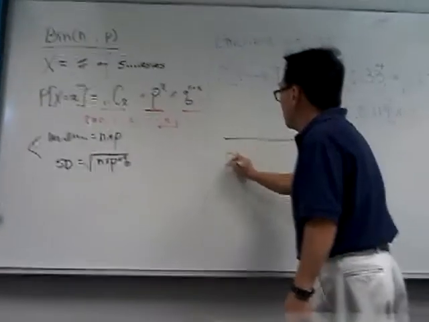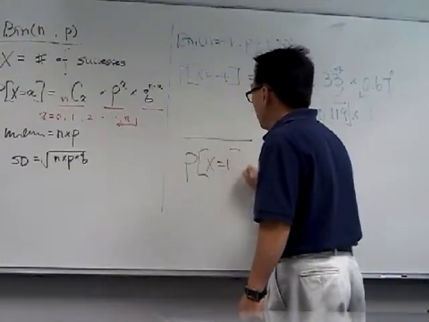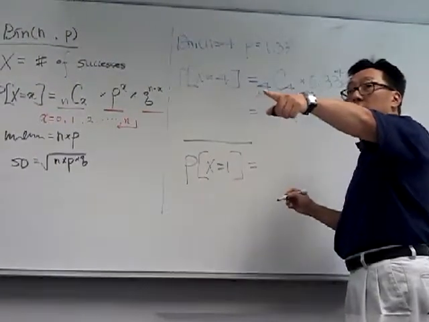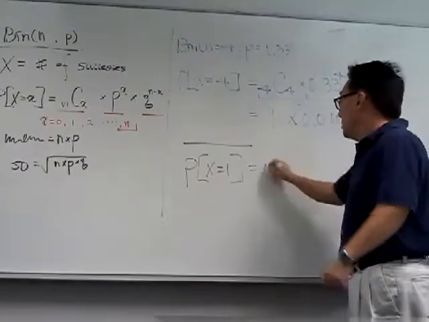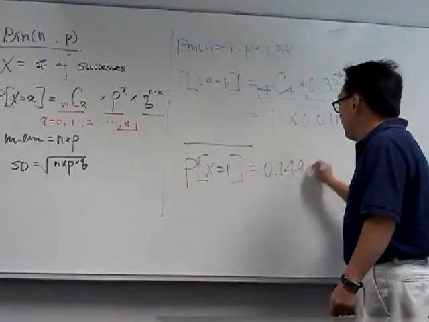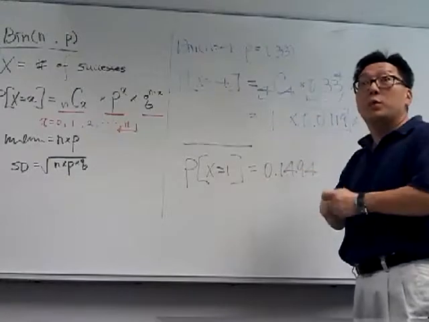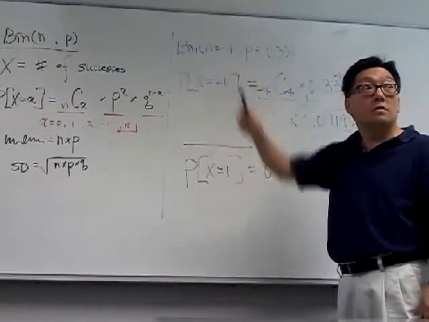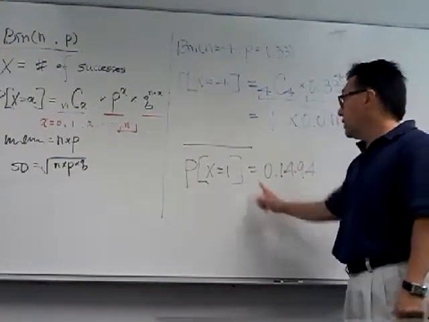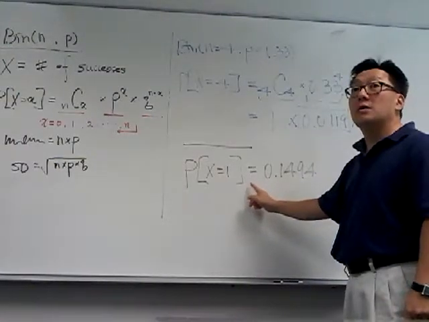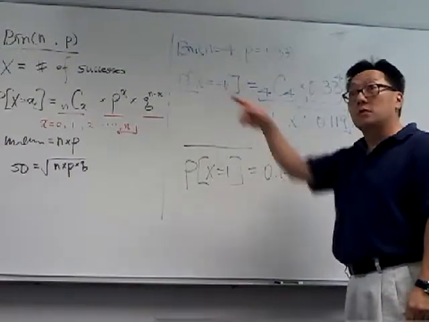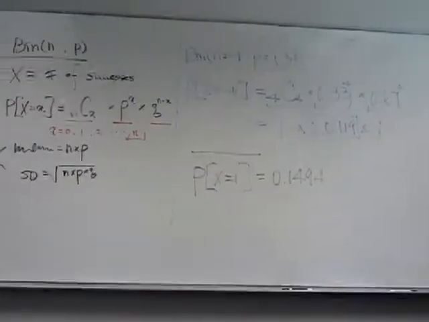Oh, where is it? Oh, on the note. Oh, I erased. Do you remember how much was x equal 1 in the example? Say again. 0.1494. We got 0.1494. Yeah. So it was the probability at x equal 1 from the Poisson model. Yeah. Let me copy down.